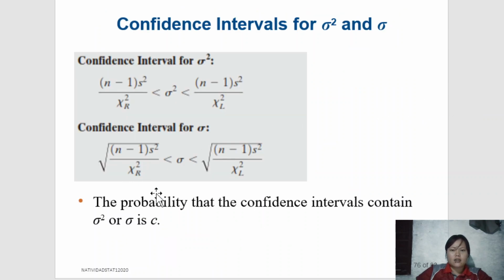Okay, so next. Since we now know the values of chi-squared R and chi-squared left, we can now solve for the value of our confidence interval. So, for the confidence interval for your standard deviation, variance, we have n minus 1 multiplied by your sample variance over chi-squared R.